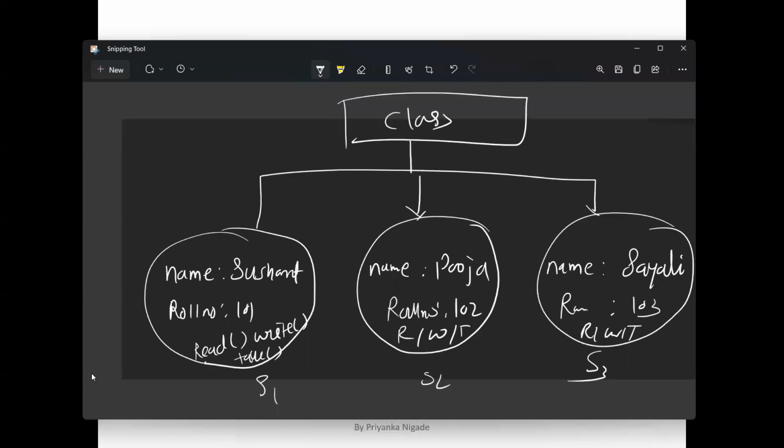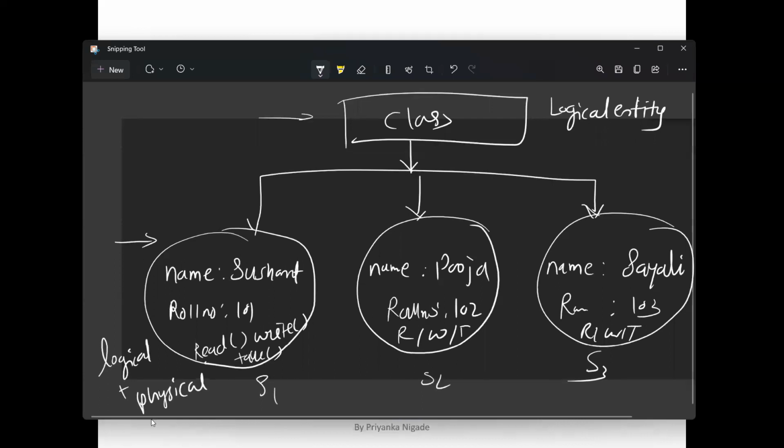Class. So in an object-oriented programming language there are two important components. One is called class, another is called object. Let me tell you, a class is always a logical entity. Okay, a class is always a logical entity, but an object can be logical plus physical. Okay, this is one more interview question. So a class is a logical entity, but an object can be logical plus physical, guys.